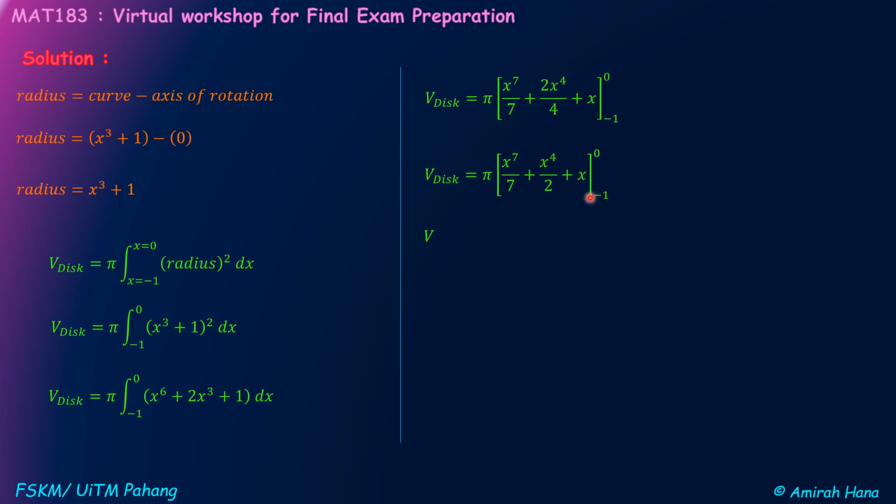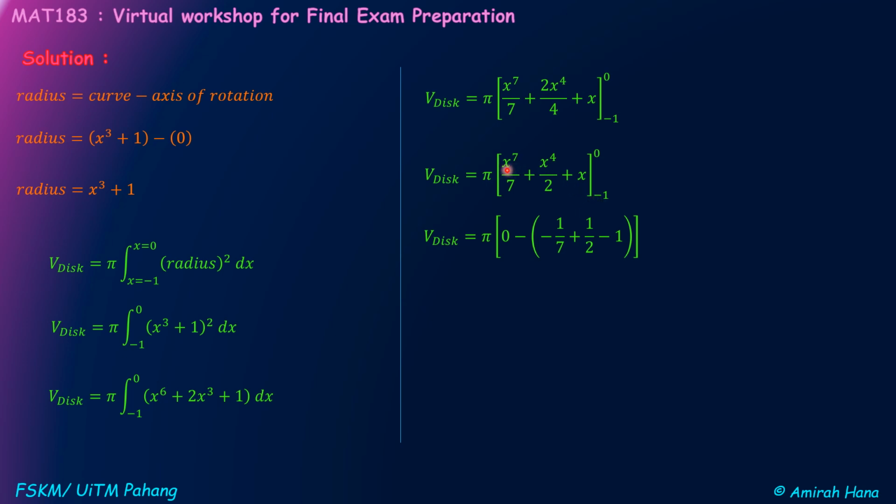Sampai sini, kita boleh ganti nilai. Okay, ganti upper limit first. Kita still ada constant pi kat luar ni. Okay, and then ganti upper limit dulu. So, ganti 0, semuanya dapat 0. And then in between must minus. And then ganti negative 1 kat dalam variable x.